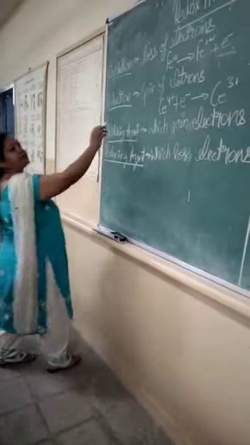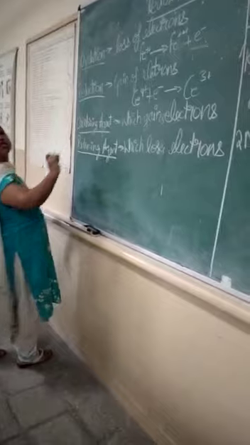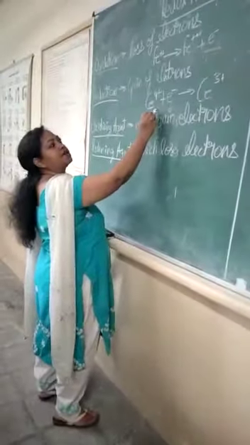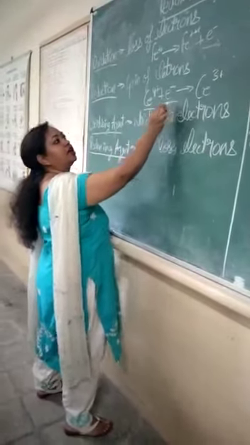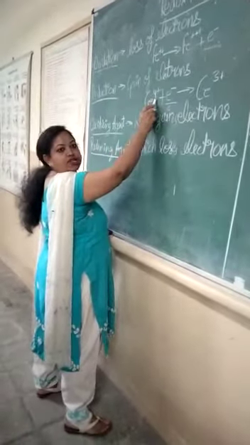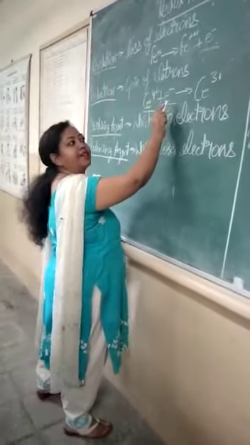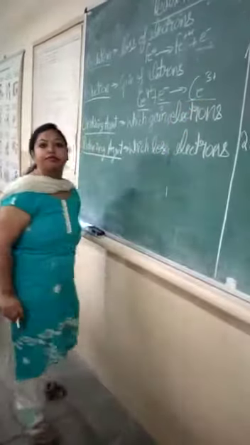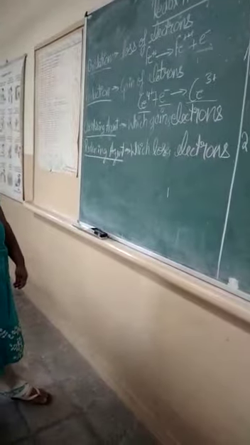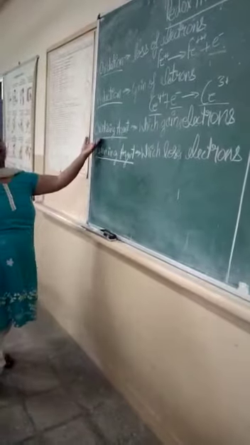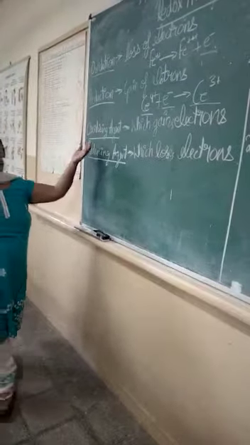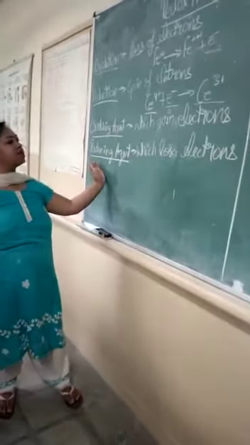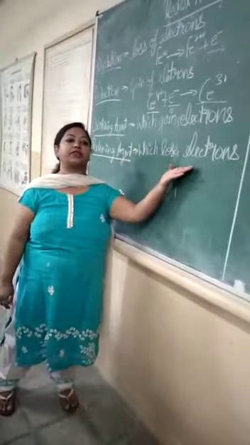Then the second term is reduction, which is gain of electrons. Now you can see cerium ion is gaining one electron. Earlier it had a valency of plus 4, but now it has gained one electron and it has become cerium plus 3. So now what is an oxidizing agent? Which gains electrons. And a reducing agent? Which loses electrons.